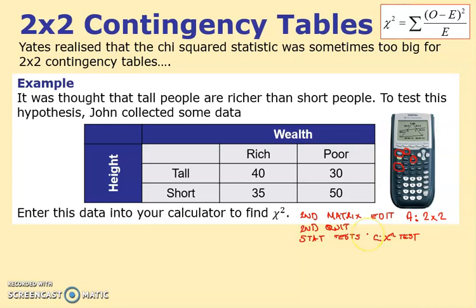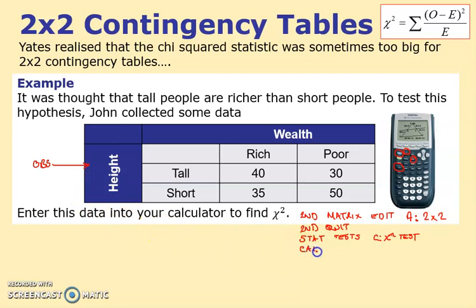And it says, where are you looking? Where's your observed data? And of course, I've already explained that this is our observed data. So I've said A. And where do you want us to put the answer? Well, the expected frequencies, if you like, are going to B. And then we just simply go down to calculate and let it do it. So then you press calculate.